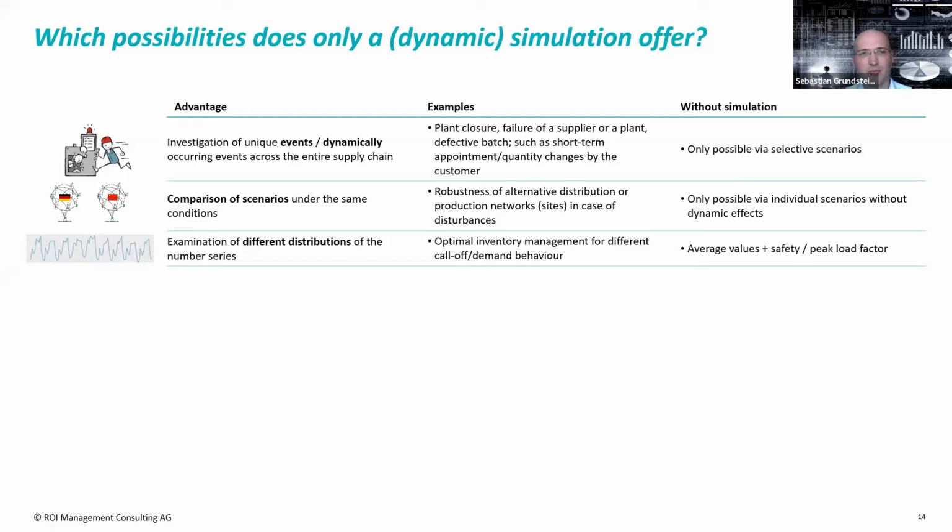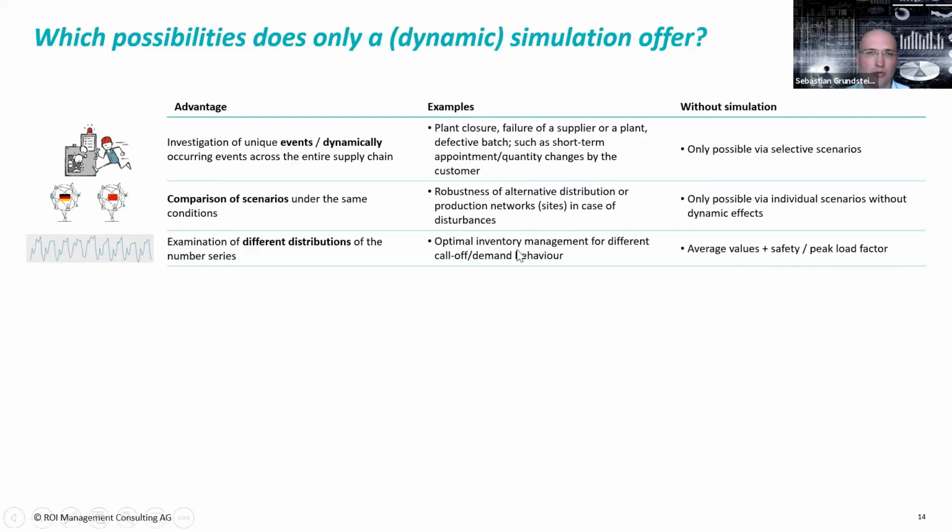What you can examine in simulations are different distributions of time series. For example, you can model a changing call-off behavior of your customers. Also something we see currently, customers are withholding orders, and then you can model the ramp-up, because then you have a distribution and the orders will come in all at once. And of course you have to ask yourself, how will my production network react to that?